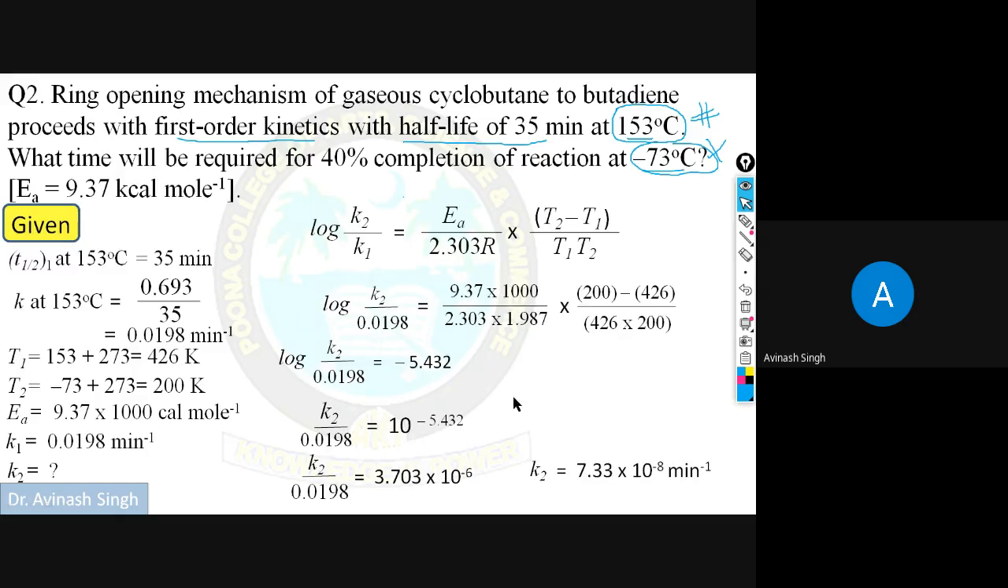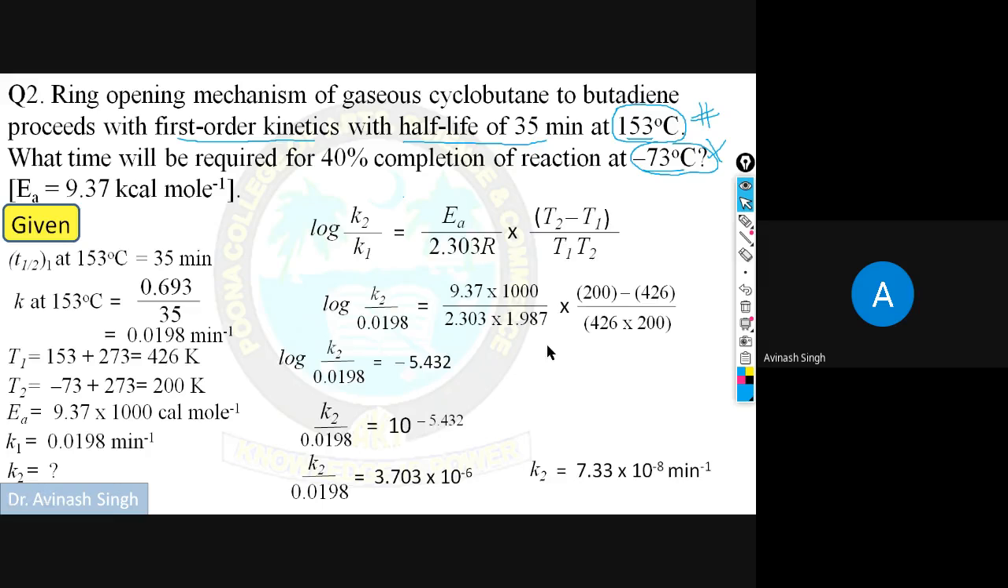Having found K, now this value of K is for this reaction at temperature minus 73 degrees centigrade. Please keep this in mind. So we're going to solve the second part of this numerical.